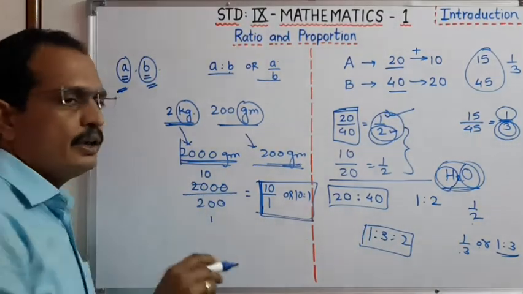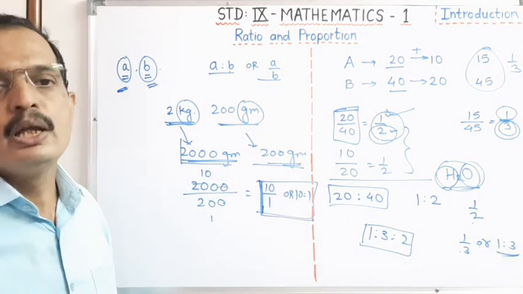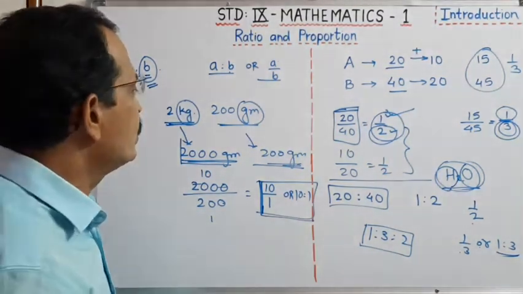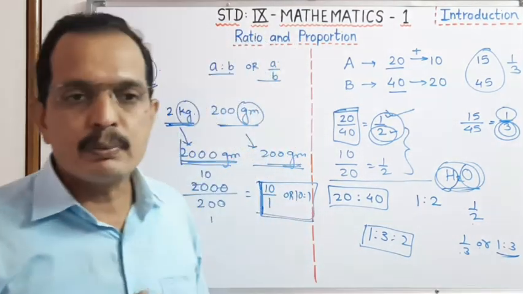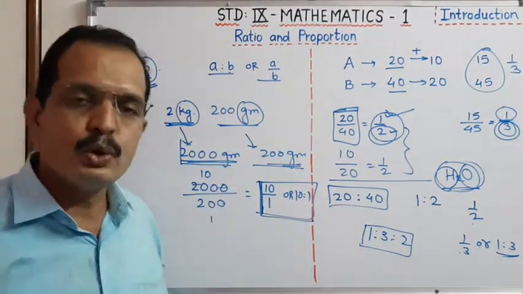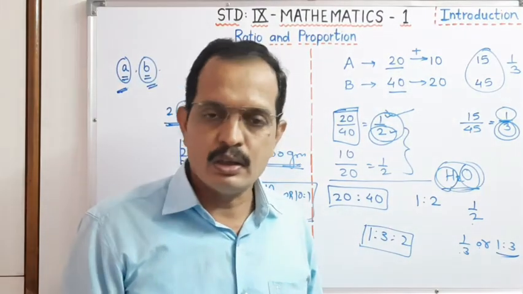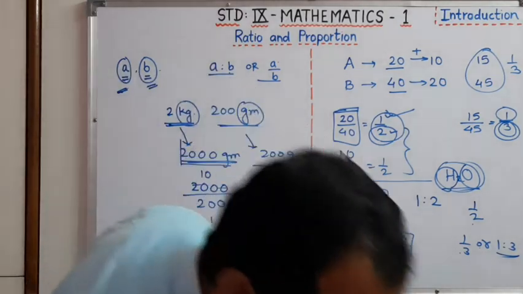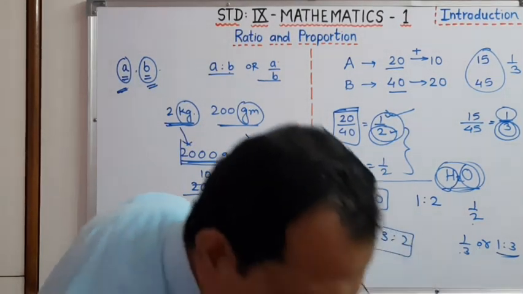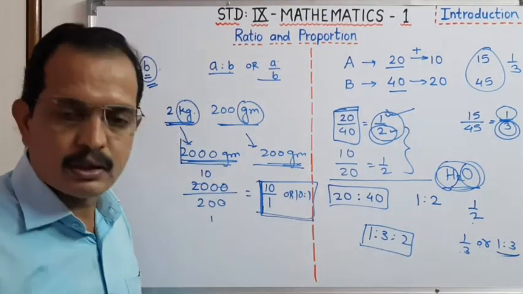Second thing is that if we have to find the ratio, then the two quantities must be in the same unit, and after getting a ratio there is no need to write a unit for the ratio.